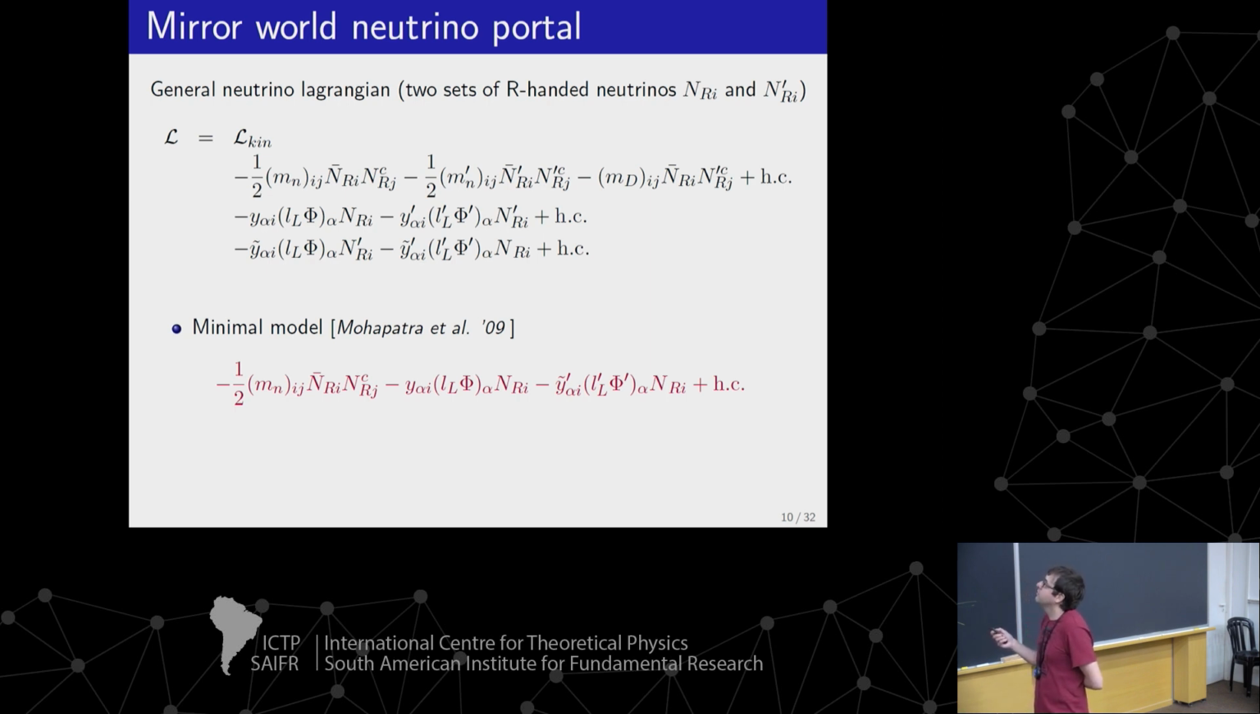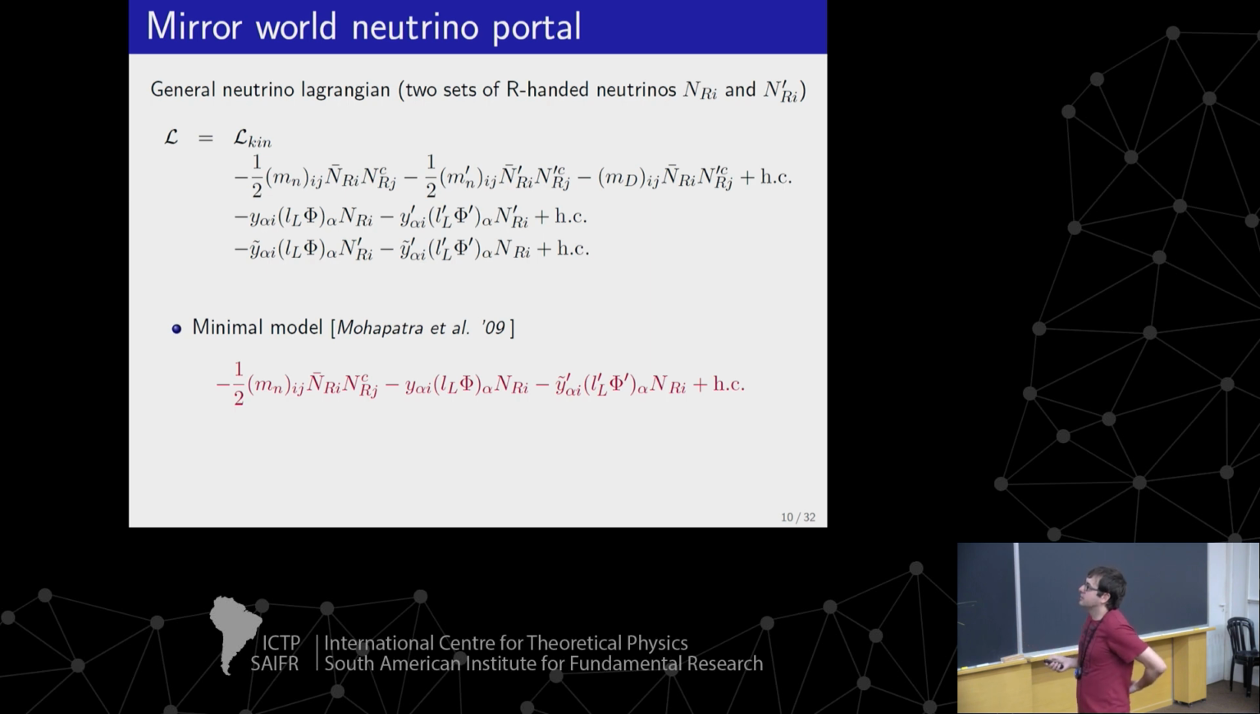Here you can write the Majorana mass term for the standard model heavy right-handed neutrino and the mirror right-handed neutrino. Then you can have a Dirac mass term mixing the two. Then you can have Yukawa couplings: this is the standard one, and this is the standard one in the mirror sector, where you replace everything with prime, which represents the mirror sector particles. Then these can also couple to the other ones with another Yukawa. This is the most general.